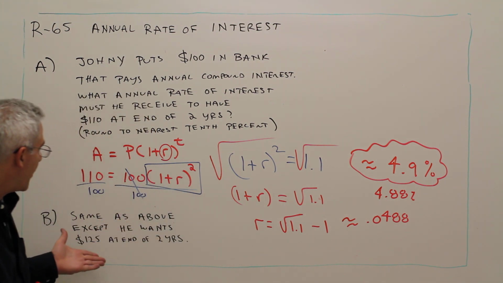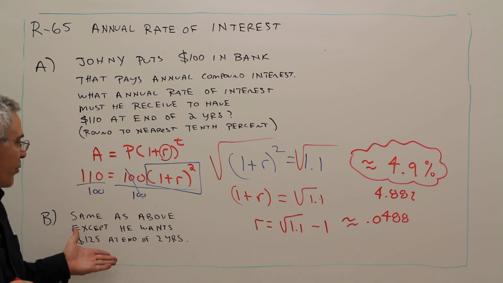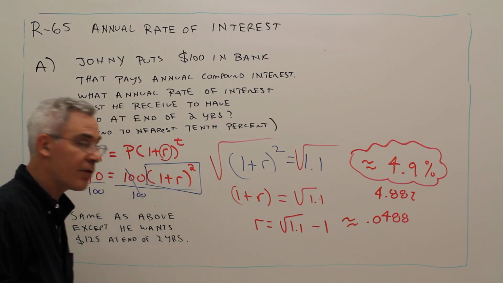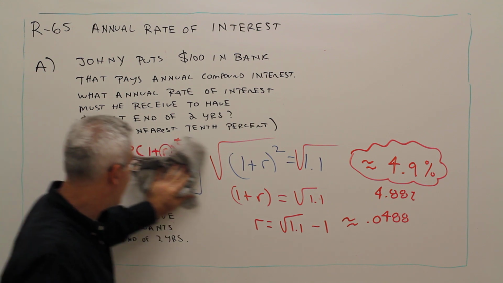All right, the second problem, same as above, except he wants $125 at the end of 2 years. If you want to try to work it out, it's very similar. I'll write the answer momentarily.